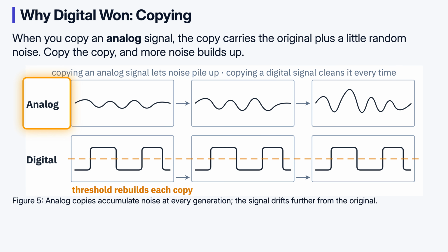So why did the computing world choose digital? The first reason is copying. Look at the top row of this figure, the analog copies. The first copy is the original plus a little random noise. The second copy adds more noise on top of that. By the third copy, the wave has drifted noticeably from where it started. After 100 copies, an analog signal can be unrecognizable. This is why a cassette tape sounds worse every time you copy it.